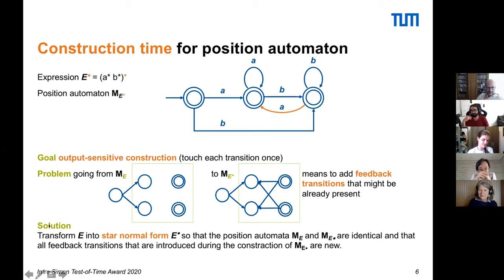And this is solved in the paper by transforming the expression E into what I've called star normal form, and the expression in star normal form is then called E dot. The special property of E dot is that, first of all, it has the same position automaton as E, so that's what we want to construct. And in E dot, all the feedback transitions that are introduced during the construction are new, so there are no superfluous insertions of these feedback transitions in this kind of expression in star normal form. It has, in a sense, been gutted, so it doesn't have these transitions anymore.